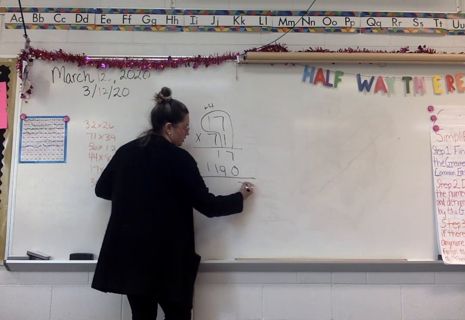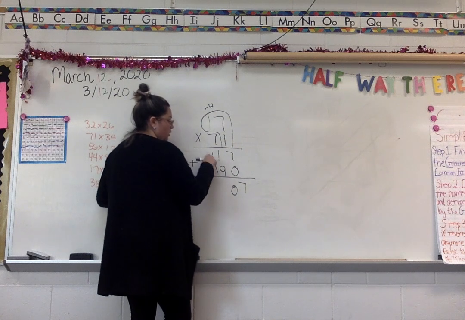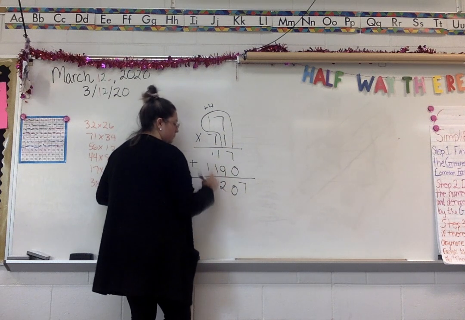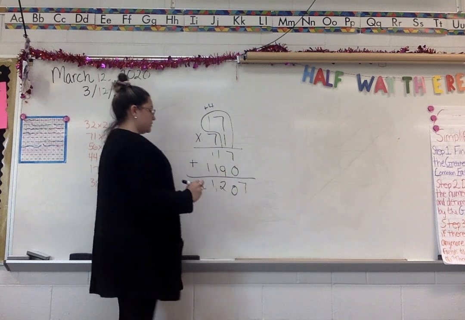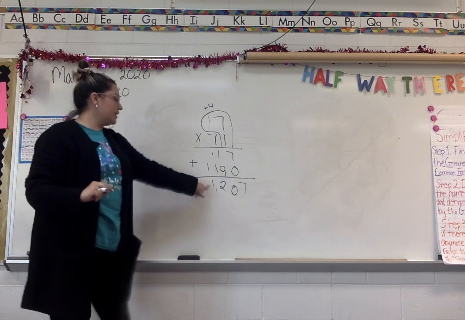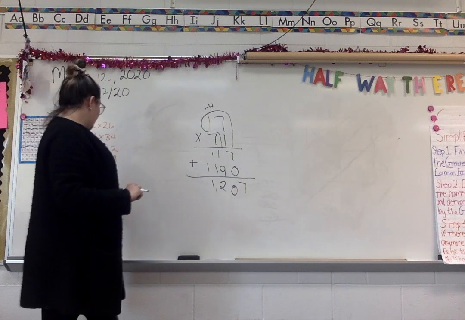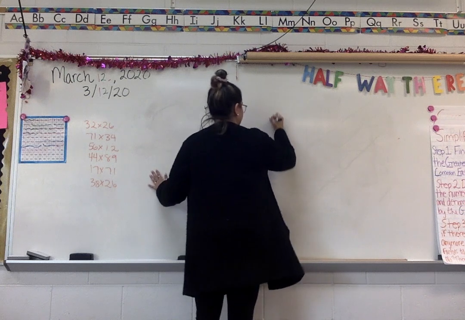So 7 plus 0 is 7. 1 plus 9 is 10. Carry my 1. 1 plus 1 is 2. And 1 plus nothing is 1. So your answer for 17 times 71 should be 1,207. Okay? And our last one.